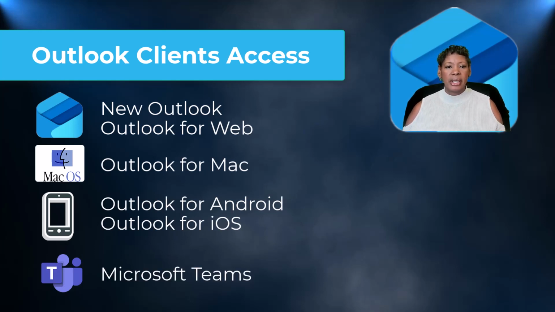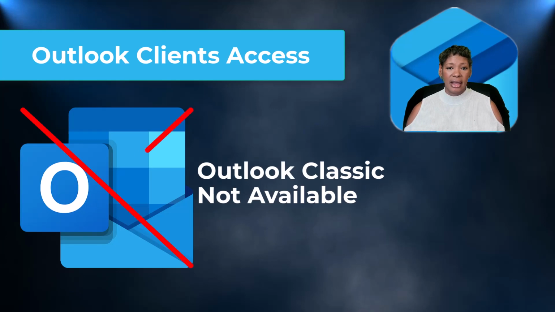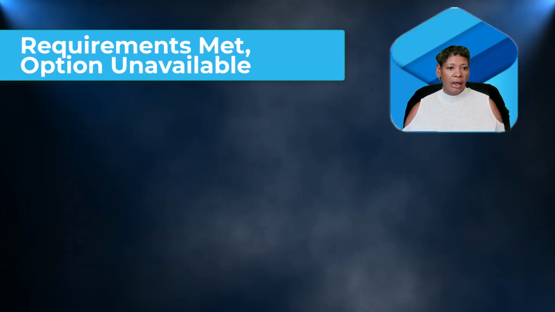So what does this mean? If you decline an event in these approved applications, it will show up on your calendar. Again, it's not available to the classic Outlook users. Now, if you have met these requirements and you still don't see these options, there are several reasons for it.